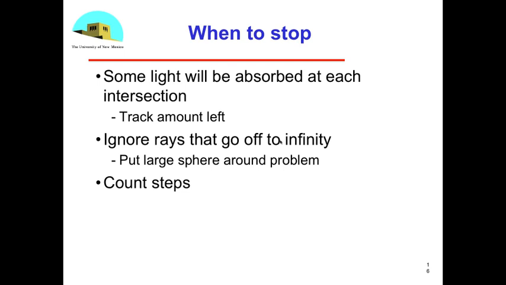The third way that's very nice, and this again gets us to some of the ideas that are in path tracing, is put a big sphere around your problem and say, look, all the objects are in there, and treat that sphere as another object. Then anytime a ray hits that sphere, you say, oh, well, that ray's going off to infinity because there's no other objects out there for it to intersect. So that's another way of making the recursion eventually stop.